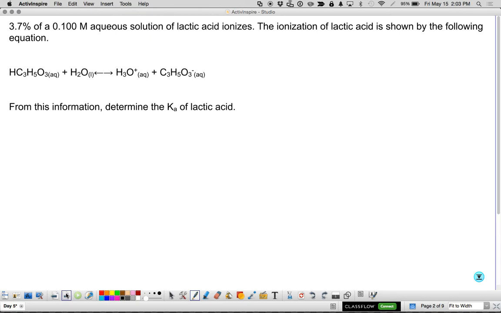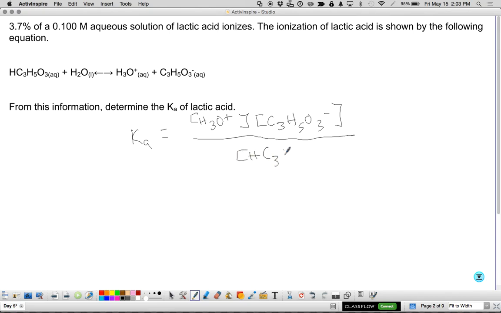All right. Well, let's see what we got here. I know that I'm trying to find the Ka of lactic acid, which in this case is going to be H3O plus times concentration of C3H5O3 minus, which would be the lactate ion, okay? And then all of this over concentration of HC3H5O3.